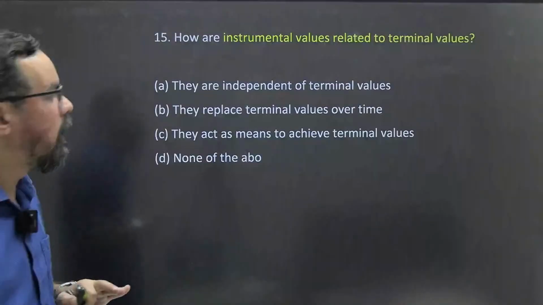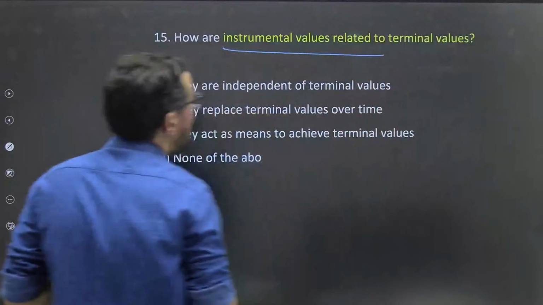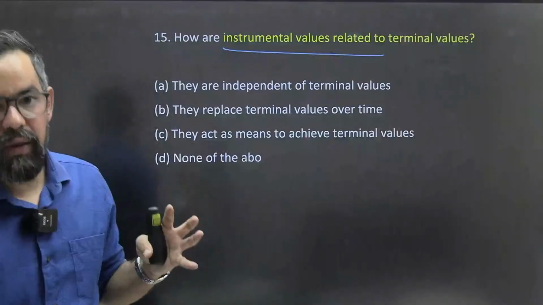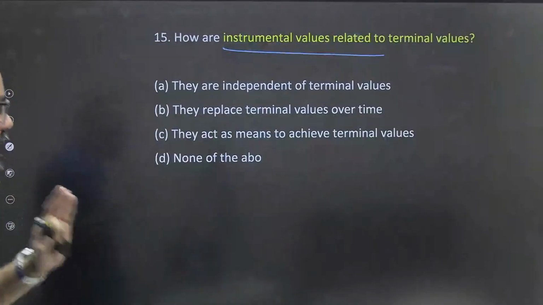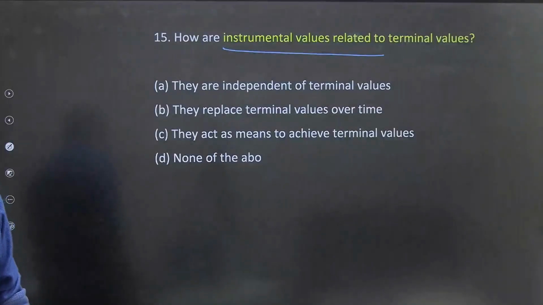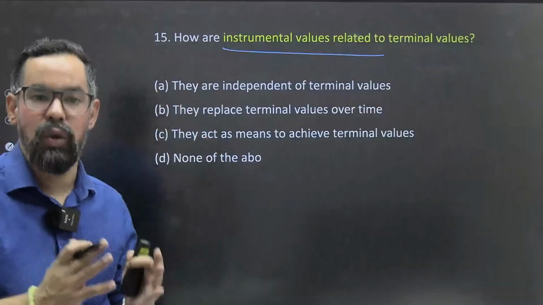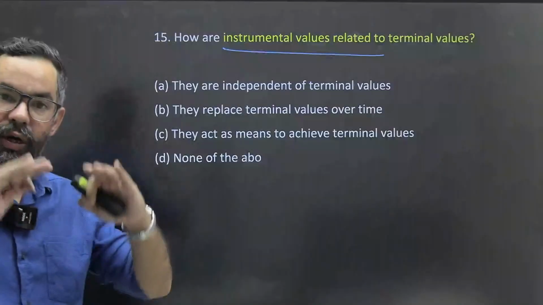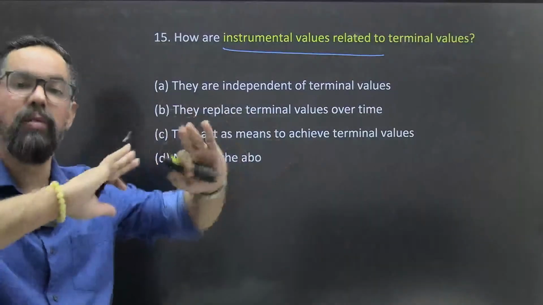Next one. Quickly go through the question. How are instrumental values related to terminal values? So we have two types of values: one is instrumental, another is terminal. Now the question is how instrumental values are related to terminal values. So what will be your correct answer? Basically, terminal values are bigger in goal. So the end goal, the self-actualization stage. That is your terminal stage, and instrumental values are something which generally help us to achieve those terminal values.